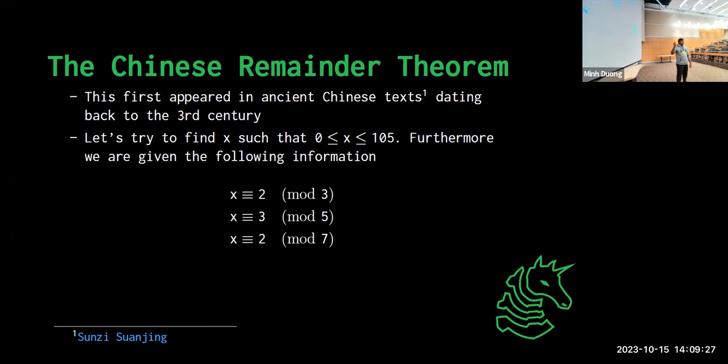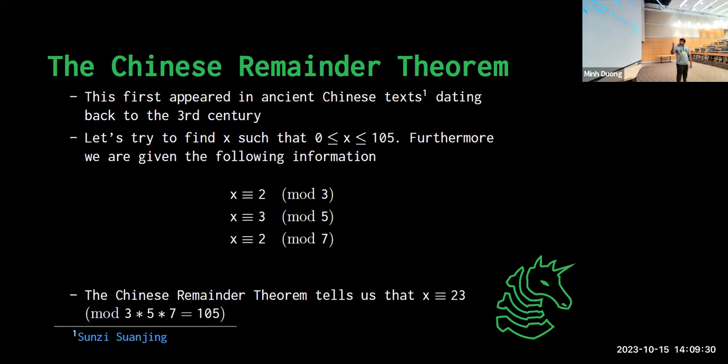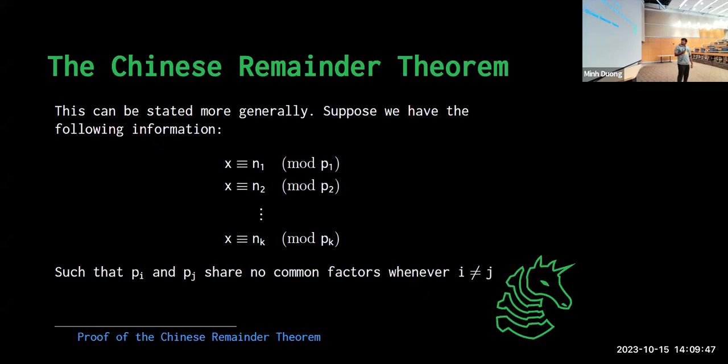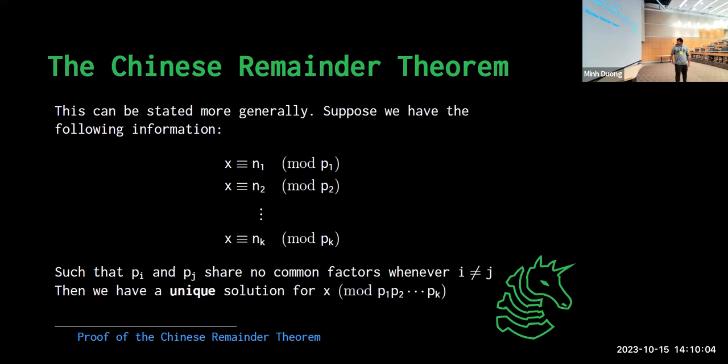So we basically have a system of modular equations. The Chinese Remainder Theorem tells us that there is a unique x, in this case 23, that's going to solve all 3 of these equations simultaneously, mod 3 times 5 times 7, which is 105. And of course, 105 is a very general thing. Anytime you have co-prime integers as your moduli, such as in this case primes p1 up to pk, you are able to find a unique solution to this system of mod equations. So we have a unique solution for x mod p1, p2, all the way up to pk.